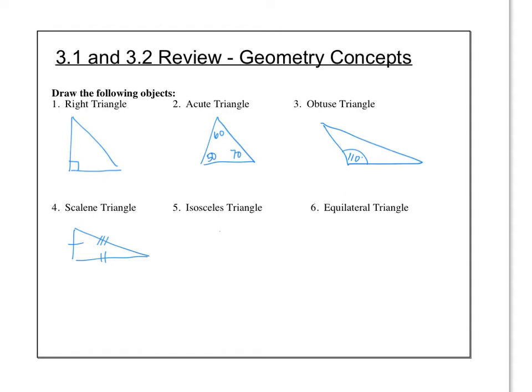An isosceles triangle has 2 sides that are the same, and then the third side is different. And equilateral triangle, all 3 sides are the same length. Now equilateral triangles are also equiangular, so technically all 3 of these angles would also be the same if it's equilateral.